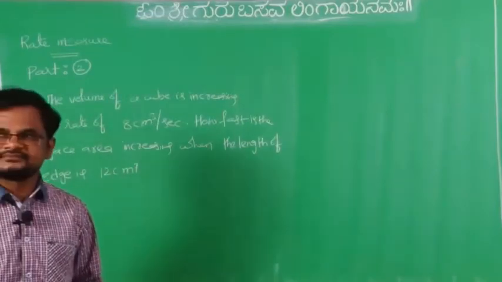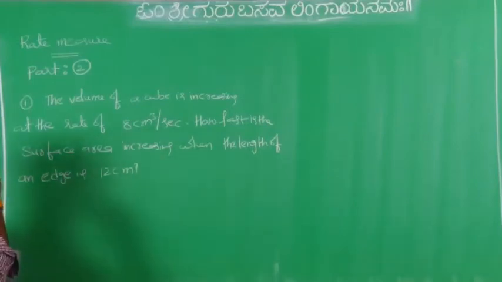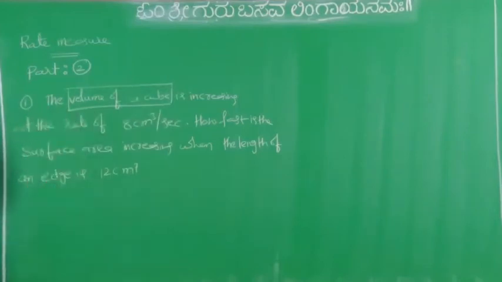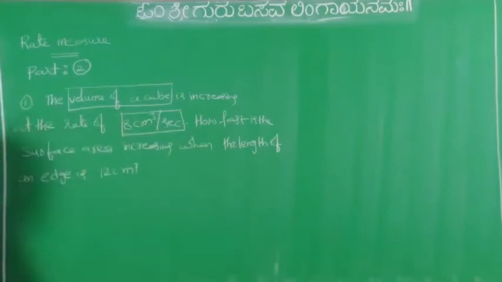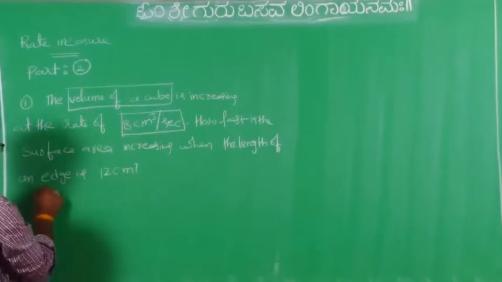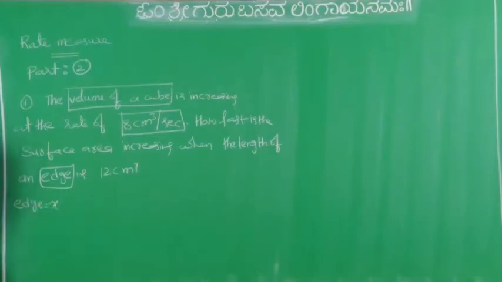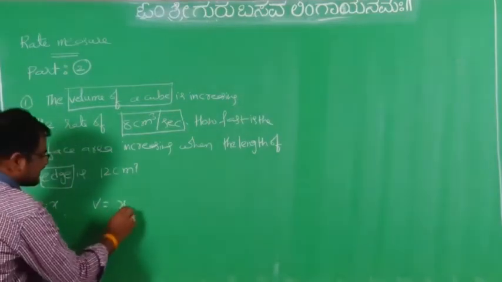Read the question, what they given, what we have to prove and what we have to find. Volume of the cube is increasing at the rate of 8 centimeter cube per second, right? Suppose edge of the cube, or side of the cube is x if you take, so volume of the cube is what? X cube.